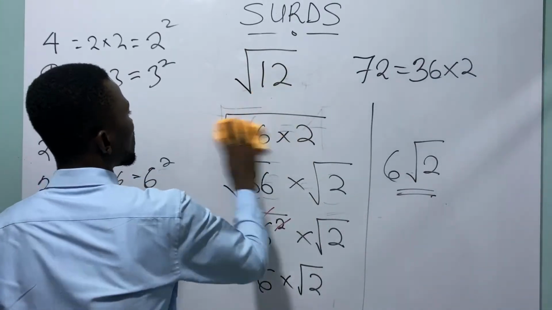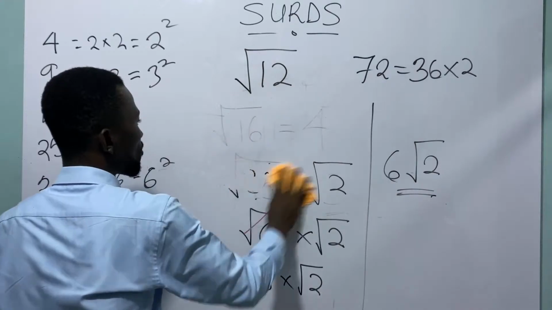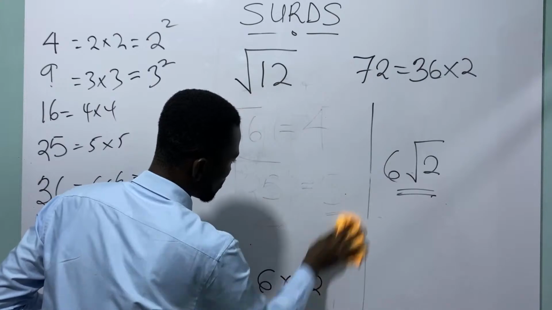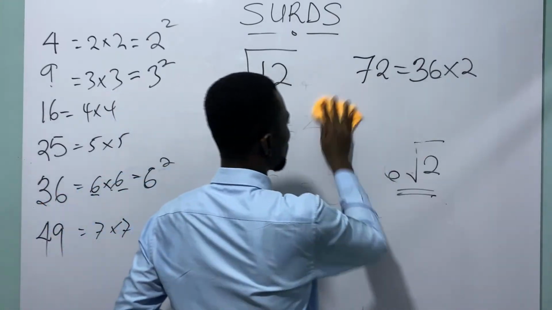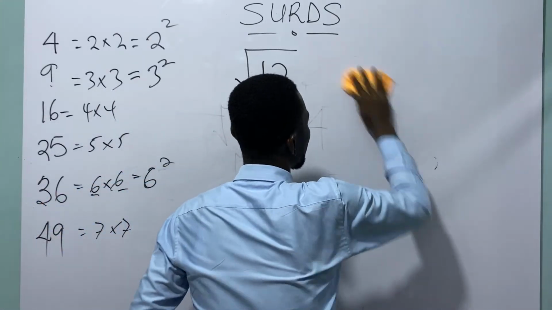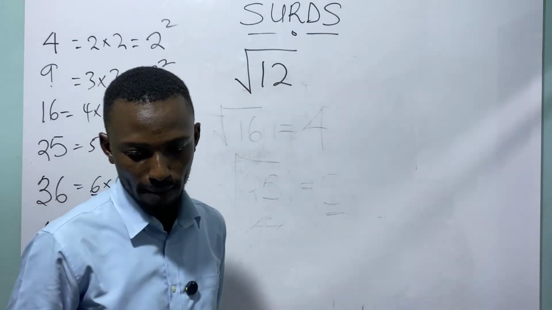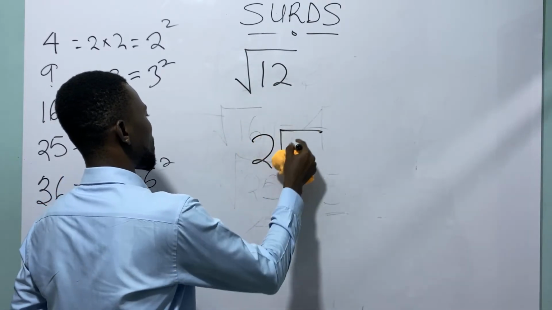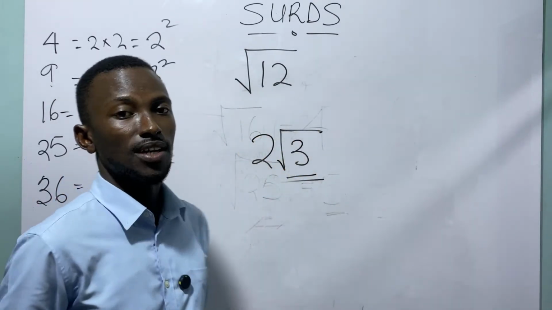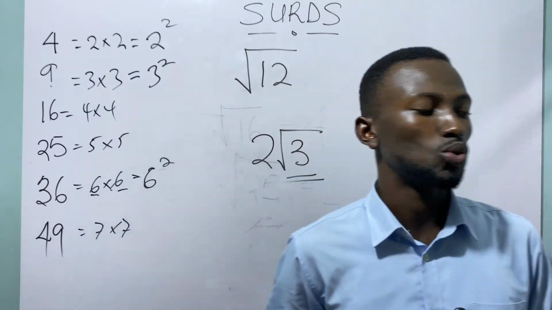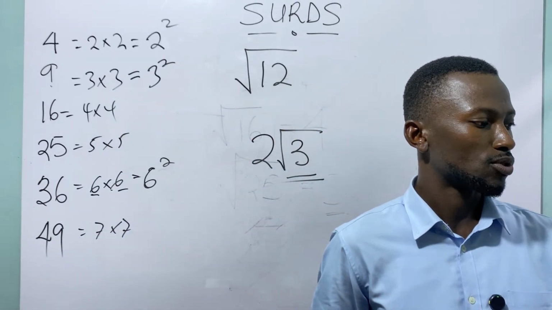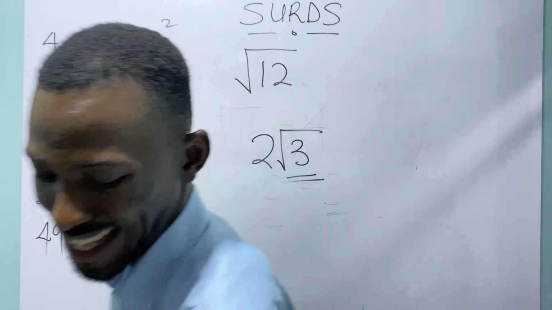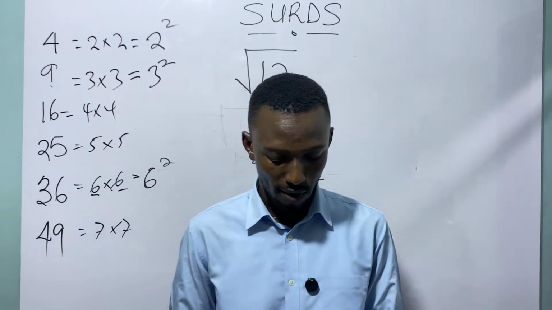Square root of 12. Just follow the steps that we've already applied and do the same thing, and I'm sure you'll be able to do it. Just open up 12. And the final answer of square root of 12 should be 2 root 3. We are expecting the final answer to be 2 root 3. So solve and see if you will get 2 root 3. So square root of 12 is 2 root 3.